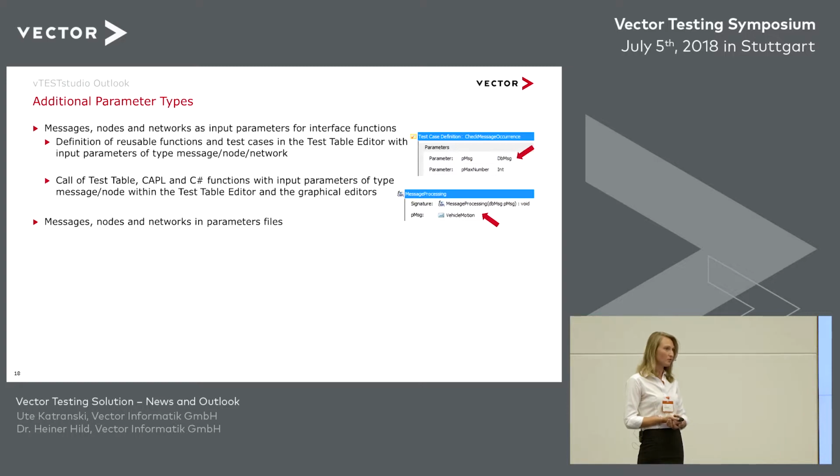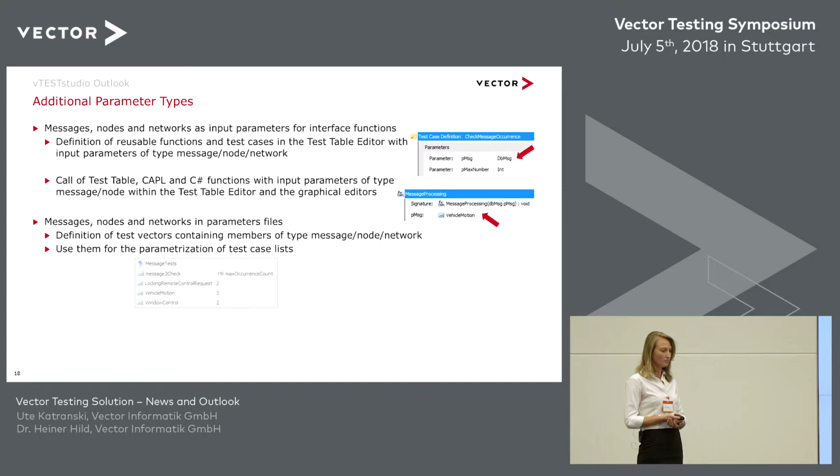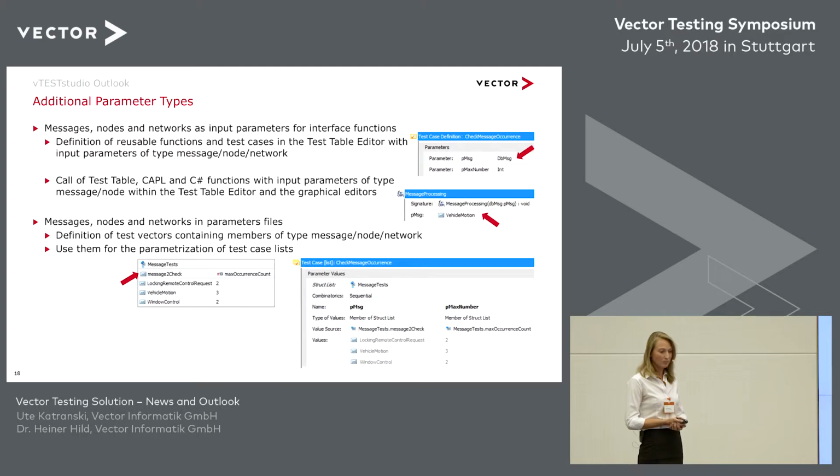In order to round it off, we also need this feature in parameter files. In the future, you will have the opportunity of defining test vectors. That is, for example, a test vector that consists of a message and the max occurrence count, and then you use this test vector in order to parameterize the reusable test case, and you get one call of check occurrence count. What is it called? Check message occurrence for each of these messages.